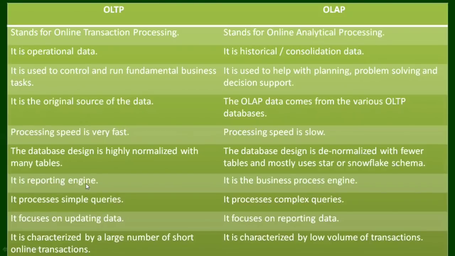OLTP is a reporting engine, and OLAP is the business process engine. OLTP processes simple queries and OLAP processes complex queries. OLTP focuses on updating the data. We are updating the data in the database. As I have previously discussed with you, OLTP writes all the transactions. Each and every transaction makes changes in the database. So it is an update. It focuses on updating the data in the database, and OLAP focuses on report generation. And OLTP is characterized by a large number of short online transactions, whereas OLAP is characterized by a low volume of transactions.